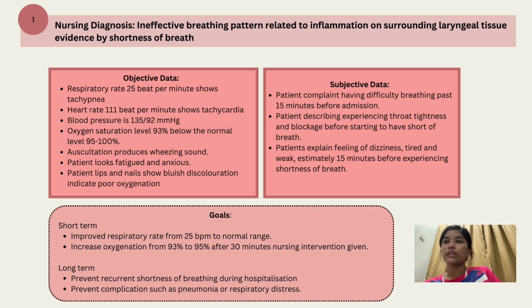So for this diagnosis, the goal can be divided into short term and long term. The first one, the short term goal is to improve respiratory rate from 25 breaths per minute to normal range, and to increase oxygenation from 93% to 95% after 30 minutes of nursing intervention given. And then the long term goal is to prevent recurrent shortness of breath during hospitalization, and to prevent complications such as pneumonia or respiratory distress.